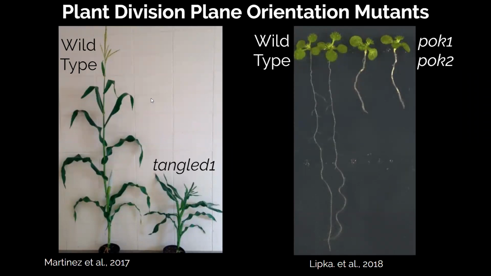This has important implications for the overall growth of the plant as well. Here you can see a wild-type maize plant, which is nice and tall and healthy, and then the tangled 1 mutant has a growth defect. Now it has this short stature, it doesn't grow as well. You see the same thing in the Arabidopsis example. Here we have a pair of wild-type Arabidopsis plants, which have nice long roots. And if you look at these pairs of POC1 POC2 double mutants, you can see they have a short root phenotype as a result of defects in growth.